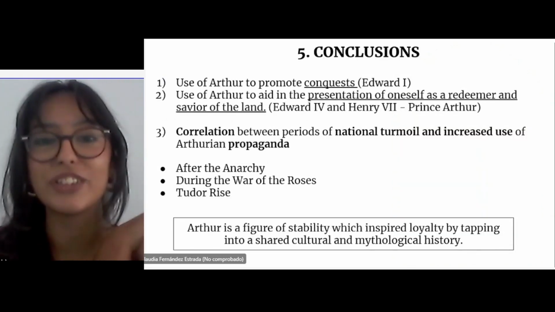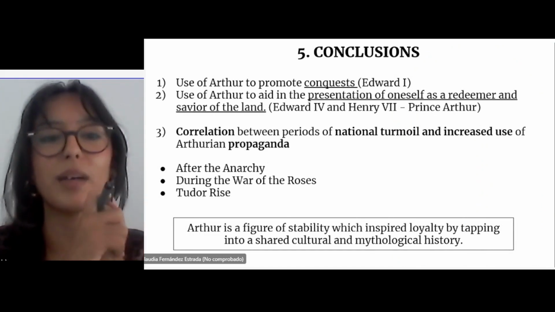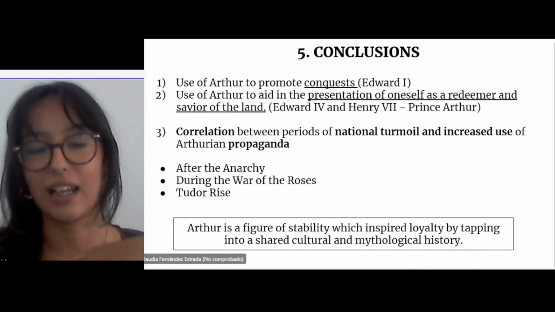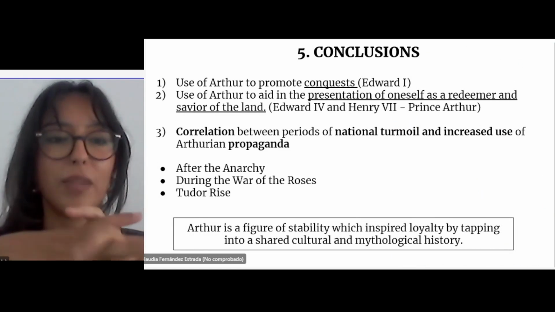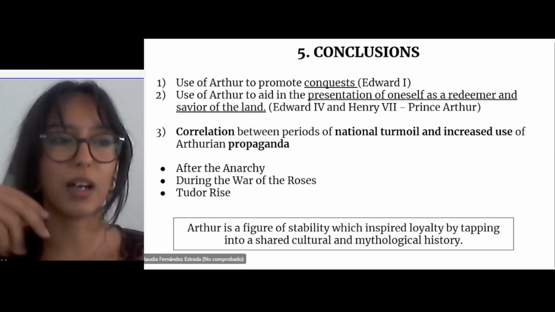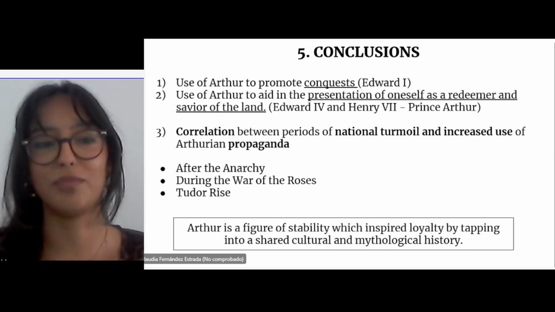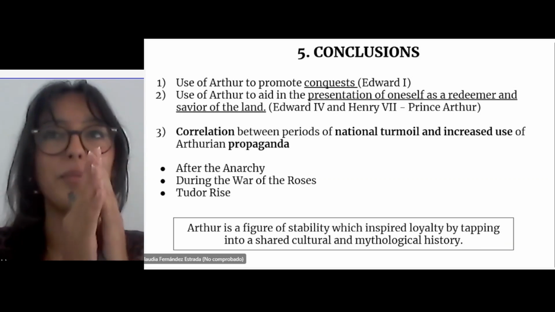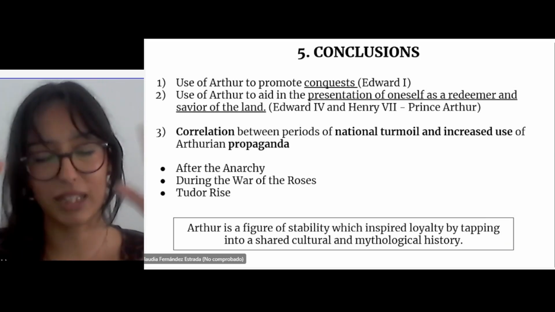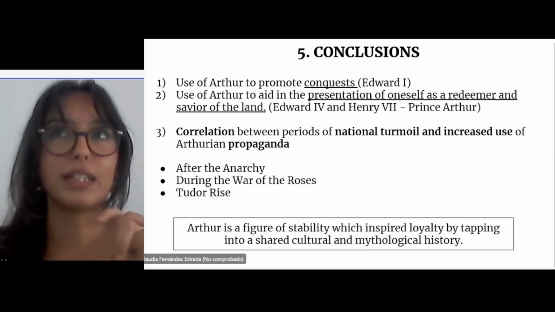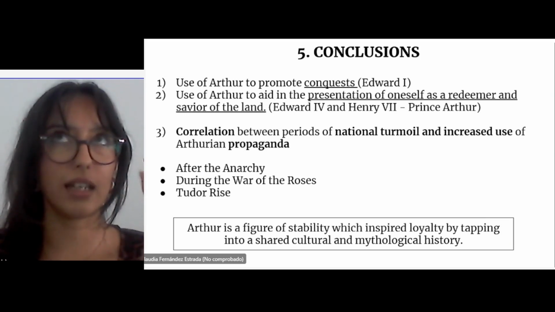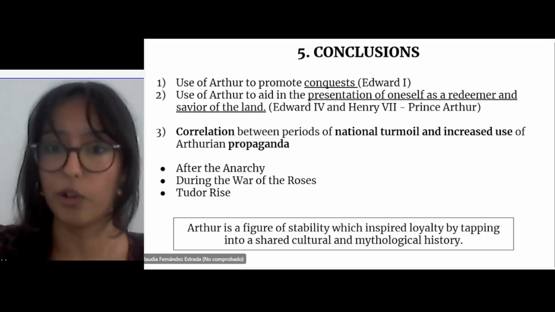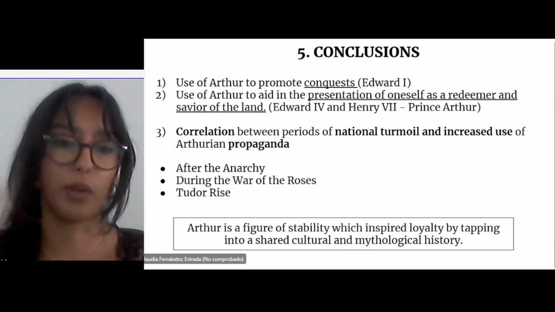To finish, some conclusions. For example, the figure of Arthur has been used to promote conquests, as seen in Edward I and Scotland. He has also been used to aid in the presentation of oneself as a redeemer and as a savior of the land, as we have seen with Edward IV and Henry VII. But my biggest conclusion is that I noticed there was a strong correlation between periods of national turmoil and an increased use of Arthurian propaganda, okay?